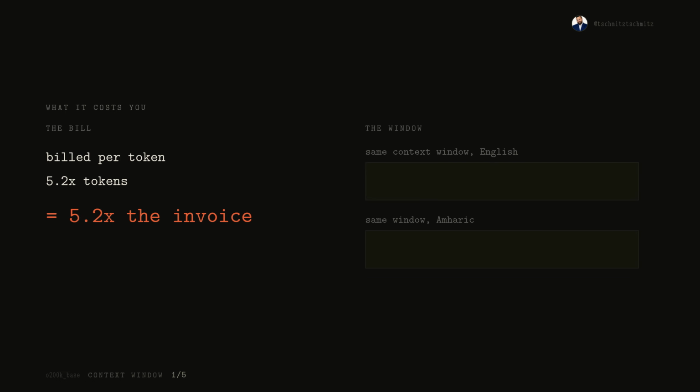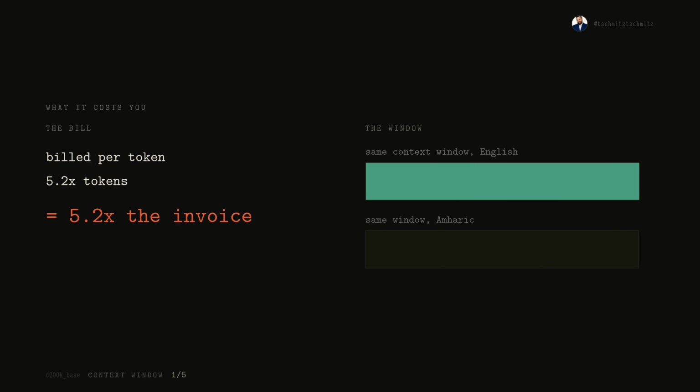So what does this actually cost you? 2 things, and the second one is worse. First, money. You are billed per token, so 5 times the tokens is 5 times the invoice. Second, memory. The context window is counted in tokens too, not in words. Same window, 1/5 of the document. Your model forgets sooner, in a language you did not choose.